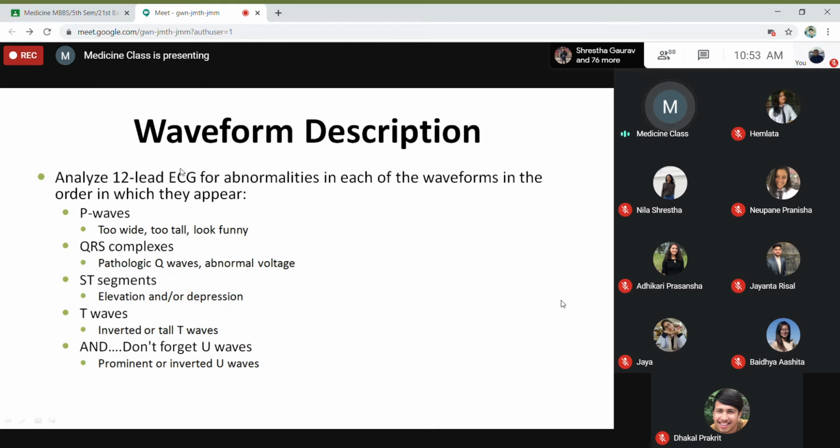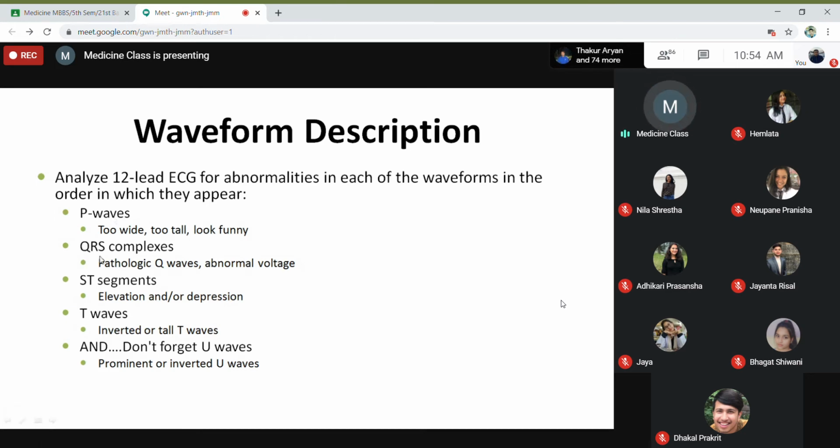We describe the waveform, and we look particularly at the P waves, QRS complexes, then T waves, and sometimes there may be a U wave, and we may have to describe this U wave as well. While we describe a wave, we generally try to see whether it is wide, or tall, narrow, or something that looks funny, such as in atrial fibrillation or flutter. You will have different types of P wave. It's not a normal P wave.